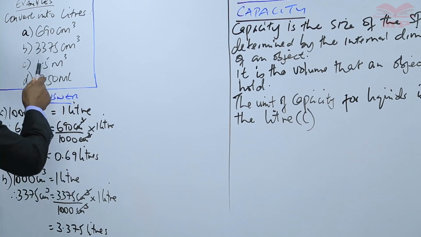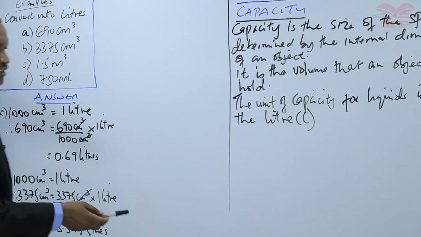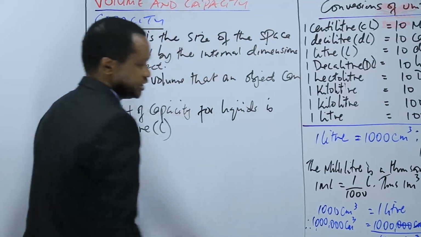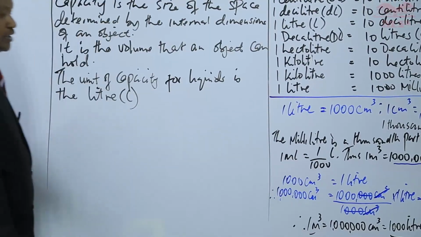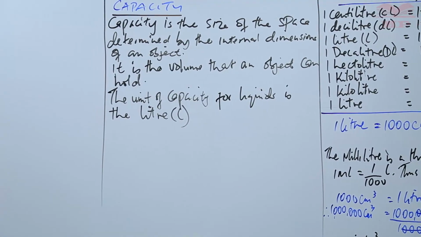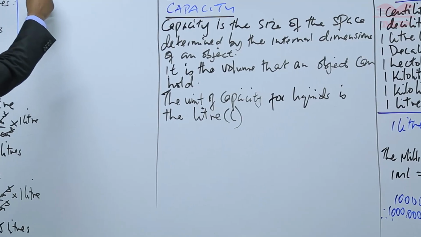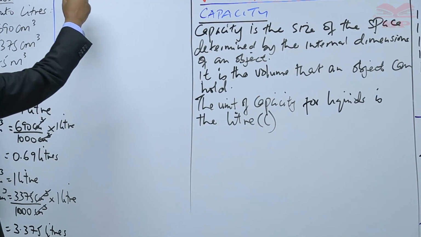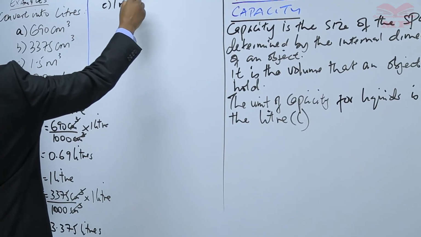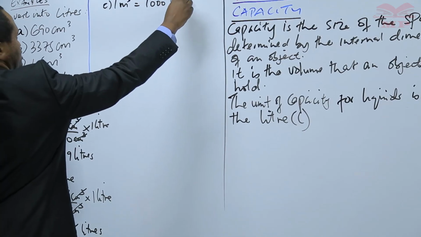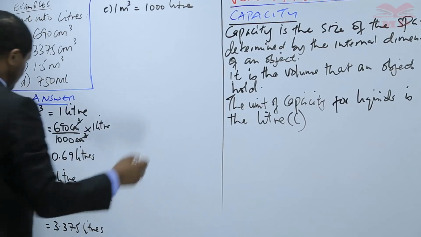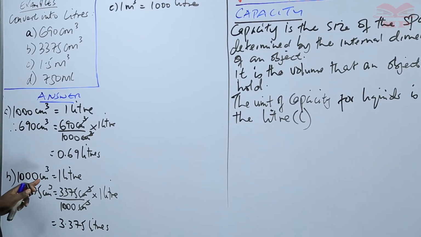1.5 cubic meters into liters. We have just seen here, learners, that 1 cubic meter is equal to 1,000 liters. This is part C. We have said 1 cubic meter is equal to 1,000 liters.